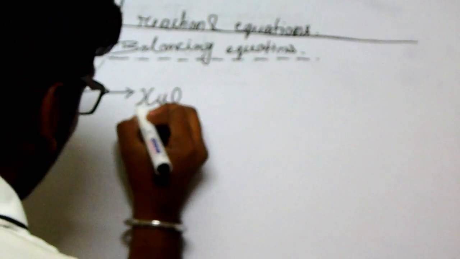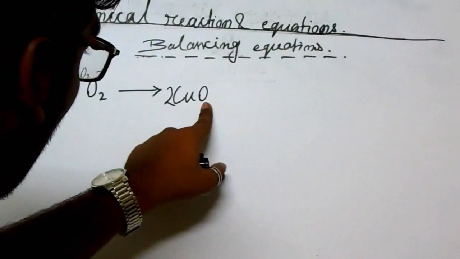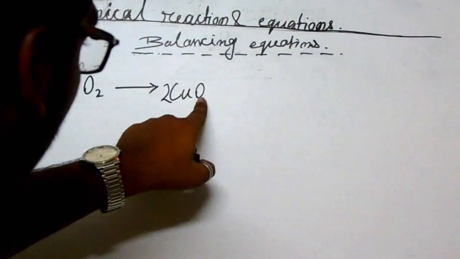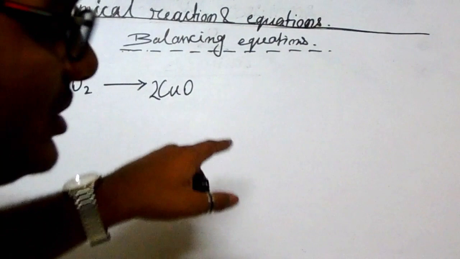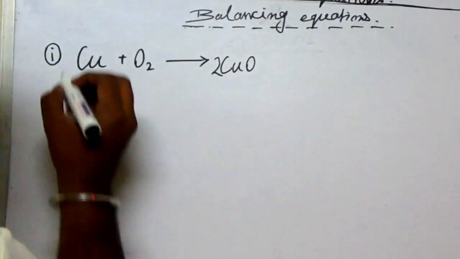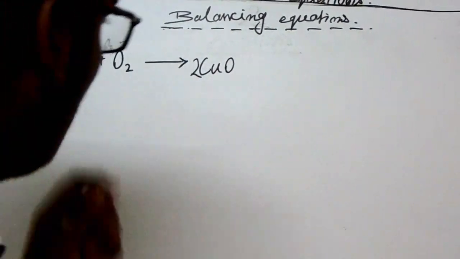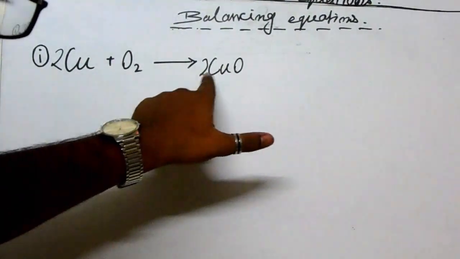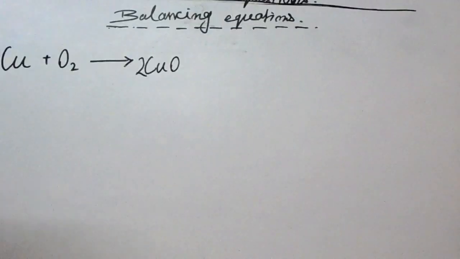We have to put just one number 2 over here, so it makes the O, that means oxygen, 2, so it matches with here. But as oxygen is becoming 2 in the product side, copper is also becoming 2, so we have to put another 2 in the reactant side. So now is it balanced? Yes. 2 Cu, 2 CuO, copper 2, oxygen 2. So it is balanced.